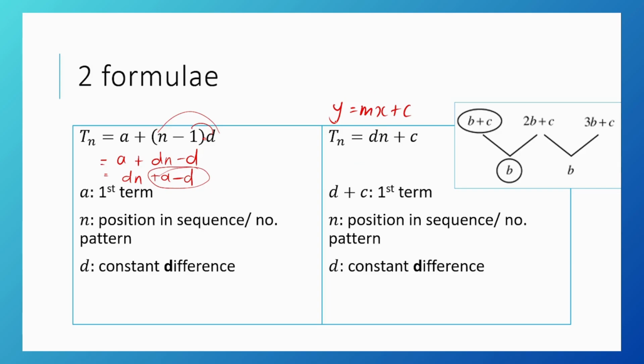In this one, we just say dn, which is always your constant difference, always multiplied with n. And then plus c, which is some constant. It works out that whatever your first term is would always be your constant difference plus c. So if a is your first term and you want c on its own, you go minus d. So c would be a minus d, which is what we also had here.